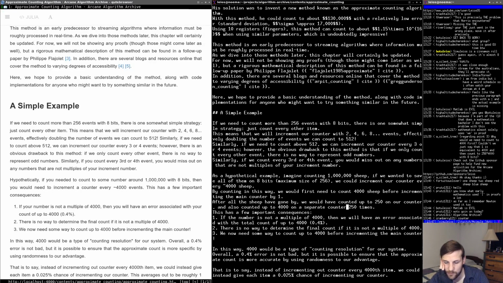This has a few important consequences. One, if the final number of sheep is not a multiple of 4,000, then we'll have some error associated with a total count of up to 4,000. There's no way to determine the final number of sheep.